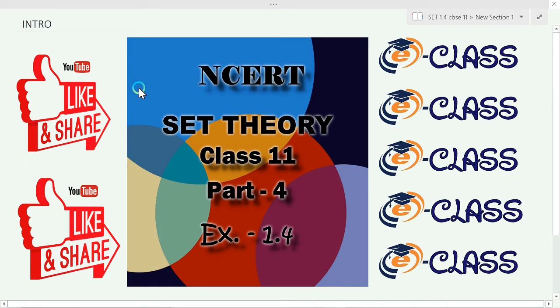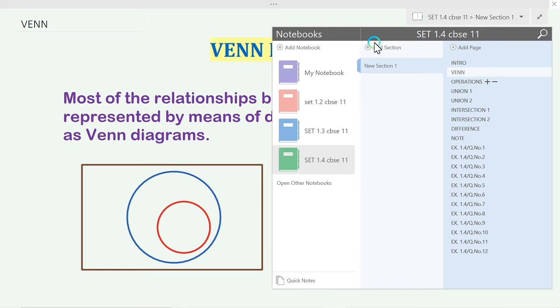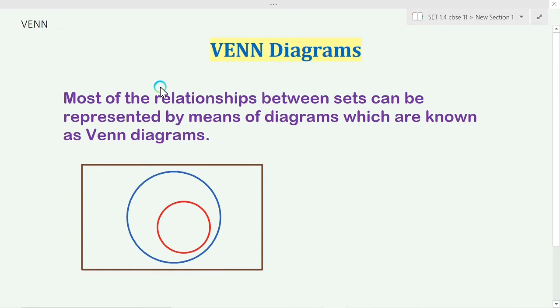So let's start today's topic, that is Venn diagram. Venn diagram is a very important topic in set theory. So what is Venn diagram? Most of the relationships between sets can be represented by means of diagrams which are known as Venn diagrams.